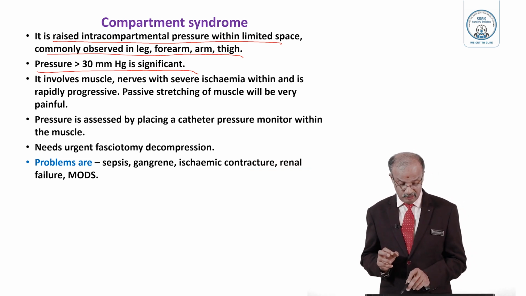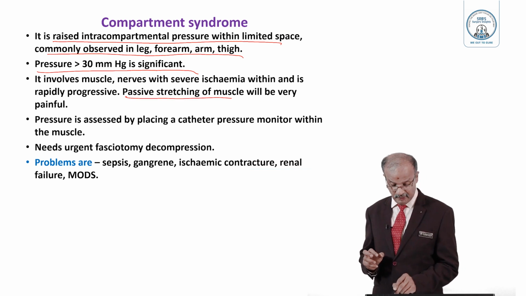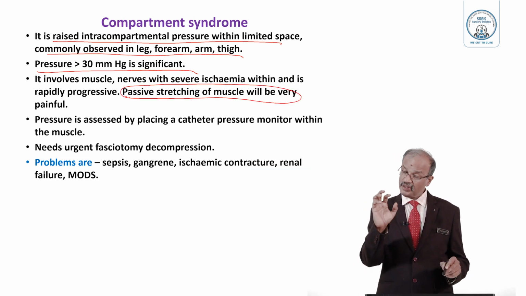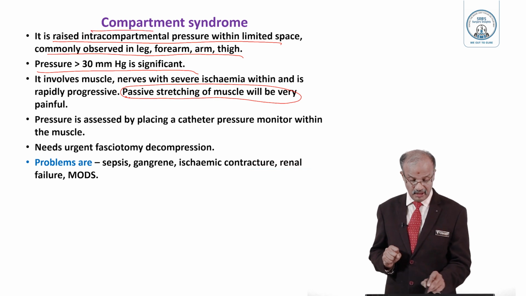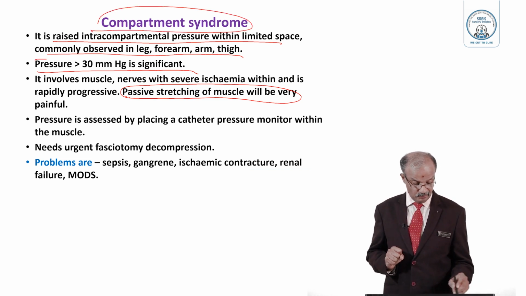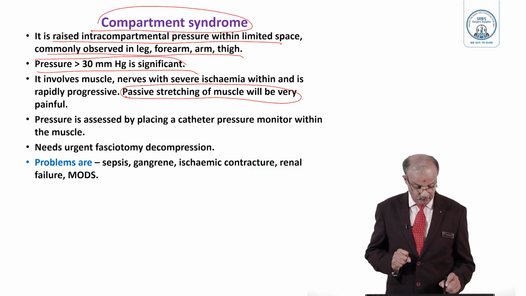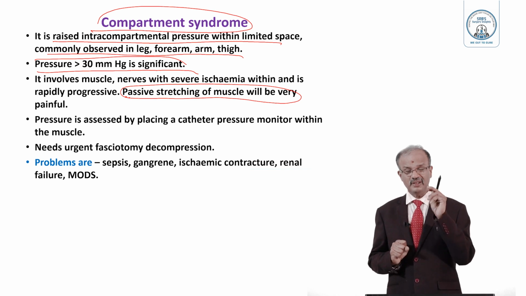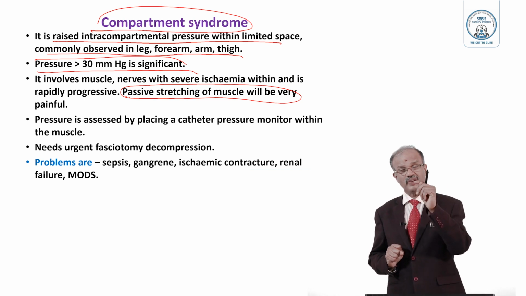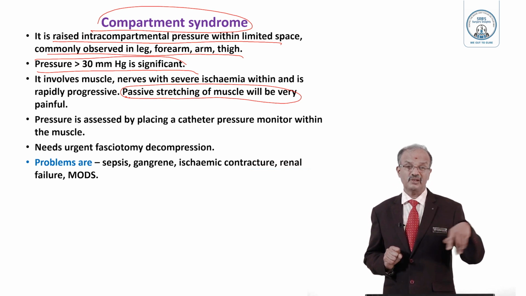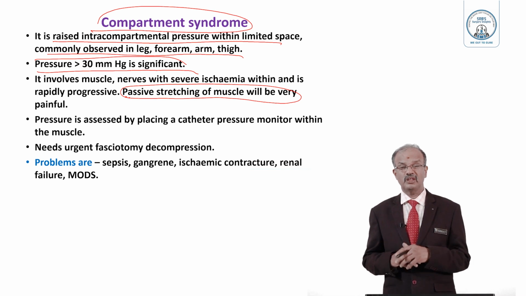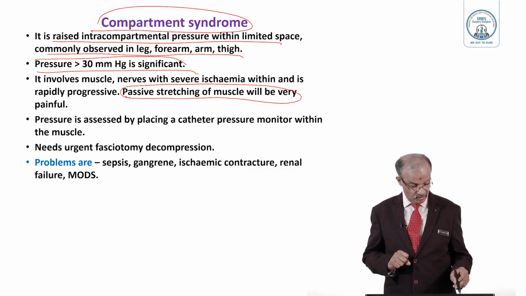Passive stretching of the muscle will be very painful. That is a clinical sign. Important: passive stretching of the muscle causes severe pain. That is an important clinical sign for compartment syndrome. Pressure is important. Remember, more than 30 mm of mercury. Pressure is assessed by placing a catheter or catheter pressure monitor. We place a small fine catheter or tube across the skin into or under the muscle, then connect it to the water manometer and see what the pressure is.